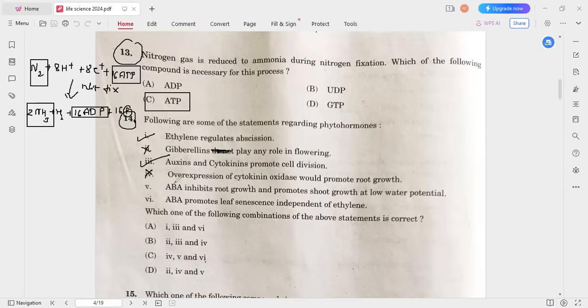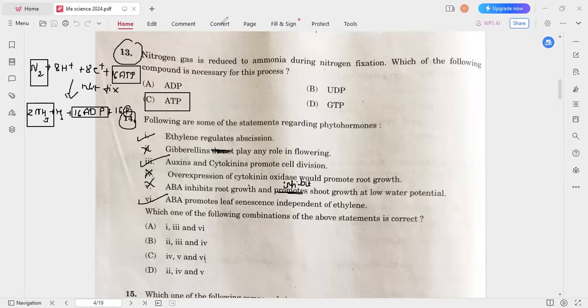So option 5, abscisic acid inhibits root growth and promotes shoot growth. Here it will not promote shoot growth, it will inhibit the shoot growth. During low water potential, it will inhibit the shoot growth, not promote it. That's why this is also wrong. So this one, abscisic acid promotes leaf senescence independent of ethylene. Correct. Okay, so here 1, 3, 6, option A.